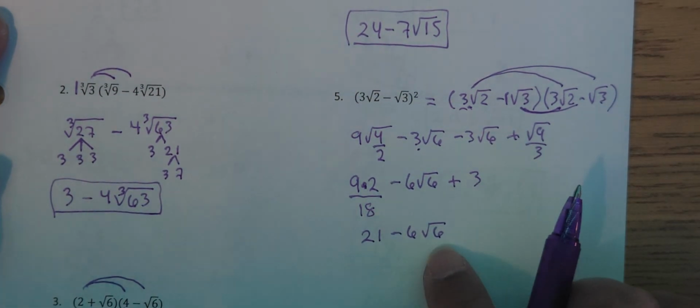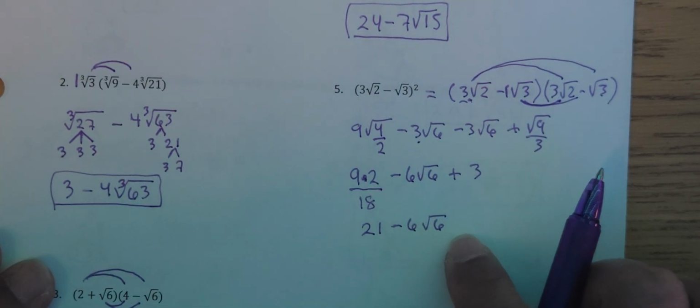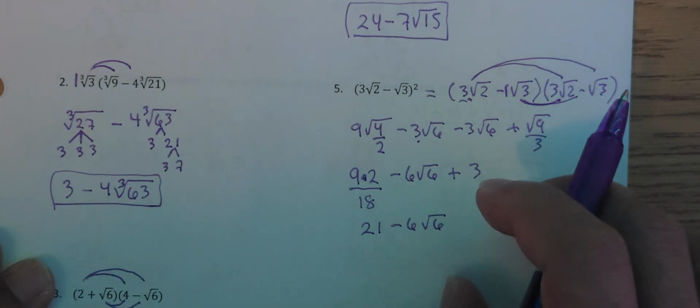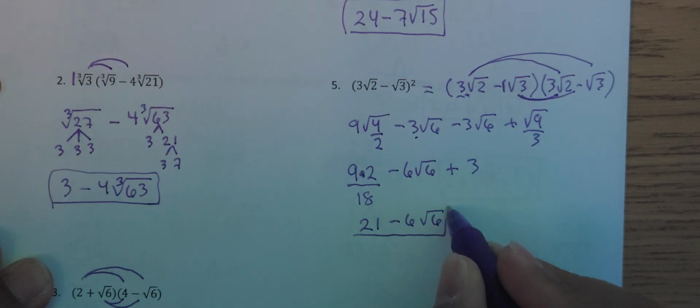Now notice, you might think, well, 6 is not prime. But the only factors of 6 are 2 and 3. So you only have 1, 2, and 1, 3. We can't take anything out of the radical because we have to have 2 of those numbers to be able to take one out. So therefore, this is our final answer for this problem.